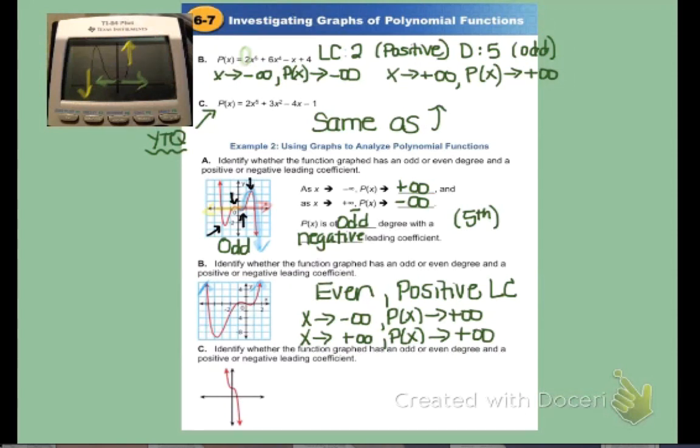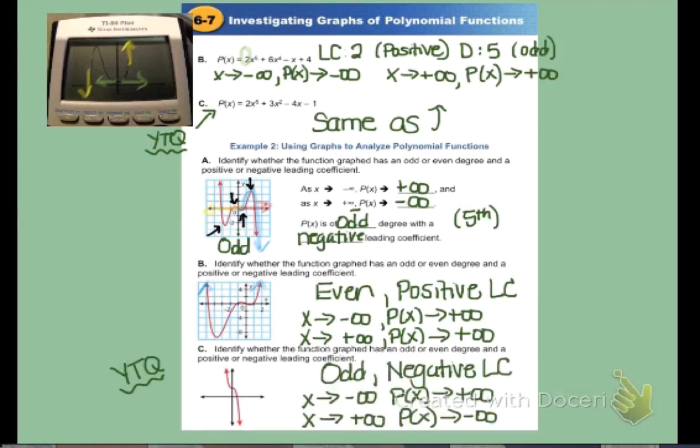So why don't you go ahead and give C a try. This is a you-try question. Tell whether this is an odd or even function, whether it's got a positive or negative leading coefficient, and then describe the end behavior to the left of the y-axis and to the right of the y-axis. In other words, towards positive infinity for x and towards negative infinity. So pause the video now and try example C.